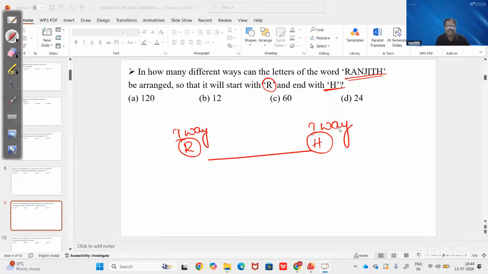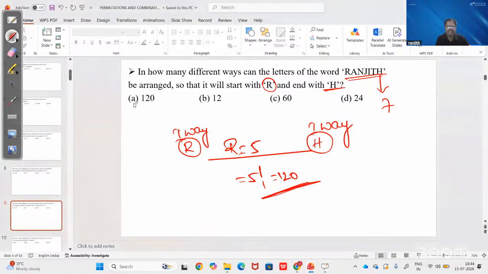So the total letters in the word is 7. Out of 7, 2 letters are completed. The remaining letters are only 5. Out of 5, are there any common letters? We don't have any common letters. So it can be arranged in 5 factorial. 5 factorial equals 120. So the answer is 120.